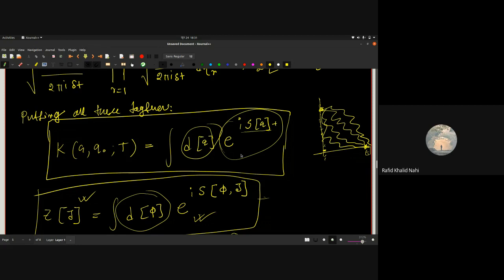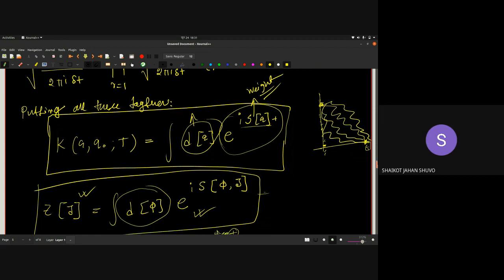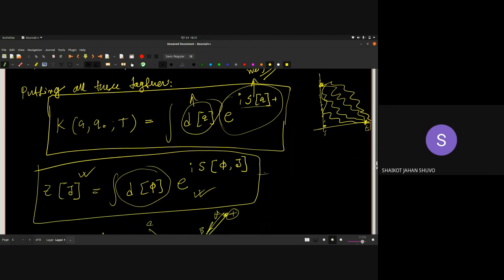Okay. So this is the guy that tells you you are summing over all the paths, and this is the guy that is a weight. That's why they're called path integrals, and they're at the end of the day just some functional integrals. Okay.